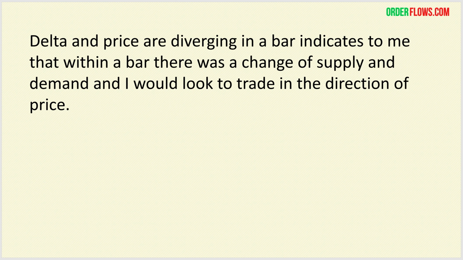So imagine you have a bar that starts out with very strong negative delta, minus 1,000, then finishes the bar at positive 1,000 delta. The bar closes higher than where it opened, and I'd be looking to trade in the direction of price. Price is going higher because aggressive buyers came into the bar late. Early you had aggressive selling, later on you have aggressive buying.